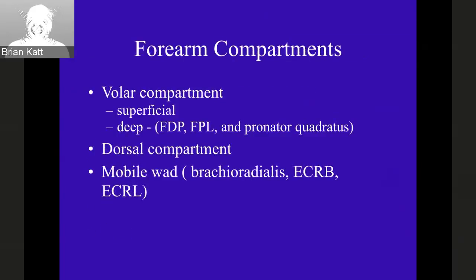So in the forearm, there are three compartments. There's a volar, dorsal, and then the mobile wad. And usually through two incisions, you can get to all three compartments. Where compartment syndrome usually happens is in the deep compartments. So when you see Volkmann's contracture, the muscles that are affected are your FDP and FPL and your pronator quadratus, because those are your deepest muscles of your volar compartment. And then your dorsal, you have your extensor musculature, your posterior interosseous nerve runs in here, and then your mobile wad.